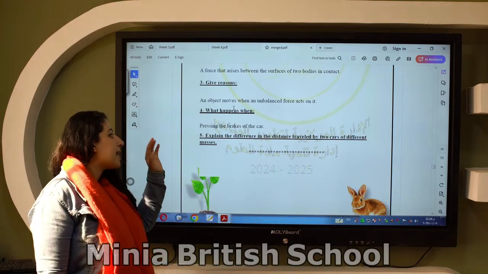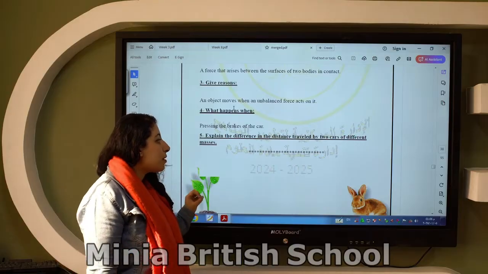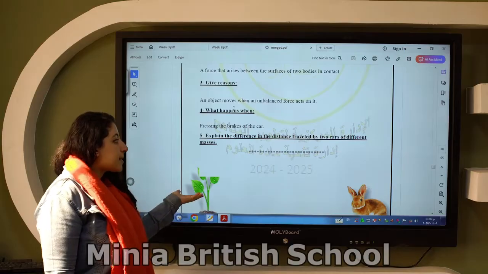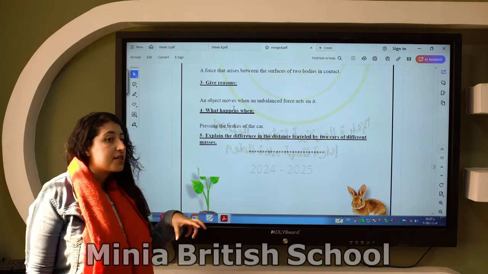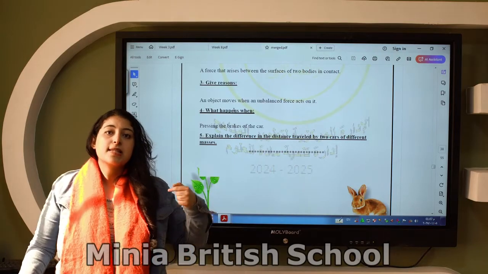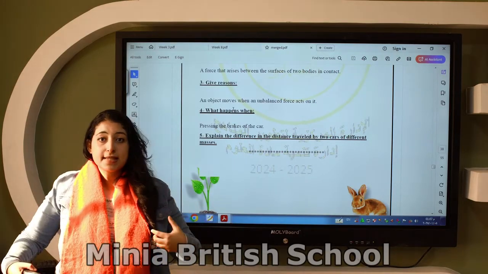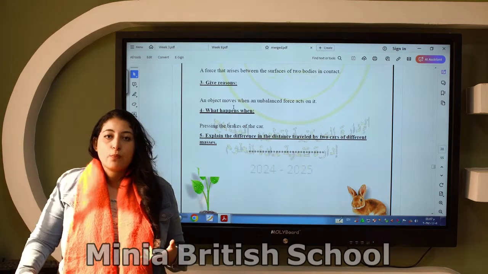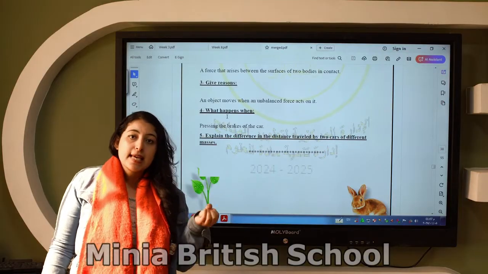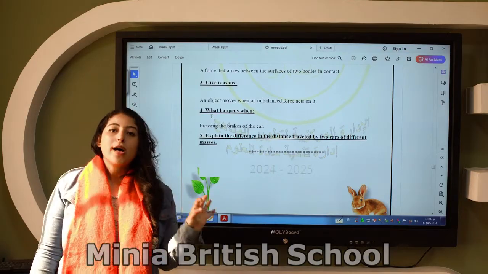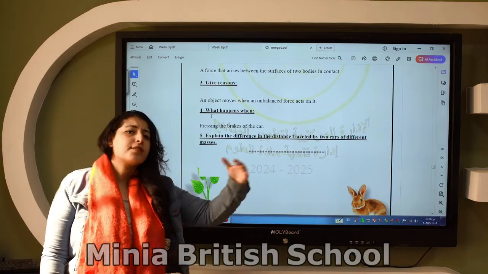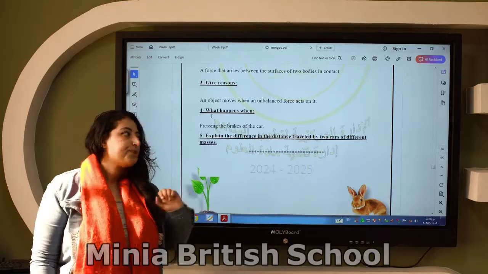Explain the differences in the distance traveled by two cars of different masses. The mass is in inverse relation with the distance. By increasing the mass, the distance decreases, and by decreasing the mass, the distance increases. How? The object which has the greater mass takes a shorter distance, while the object which has less mass takes a longer distance.